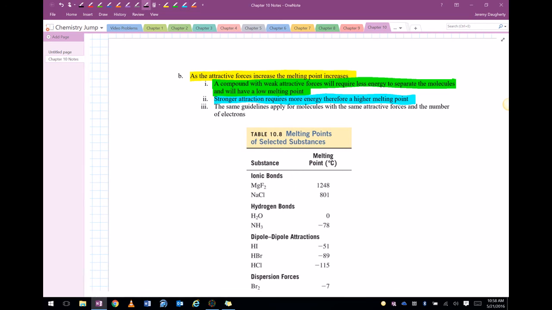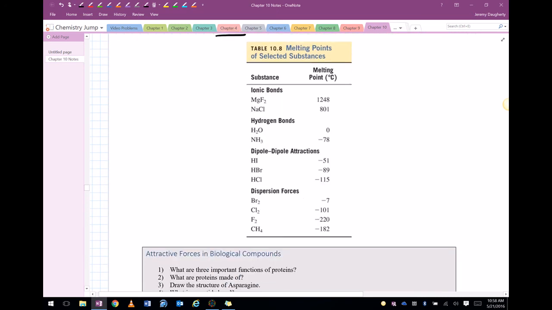And again, we can be looking at the number of electrons. So let's take a look at right here. These three: we have hydrogen iodide, HI. We have hydrogen bromide. And we have hydrogen chloride. Now these aren't aqueous, so we're not going to call them acids. So it's just hydrogen iodide, hydrogen bromide, and hydrogen chloride. Now we can see there's a huge difference in melting.